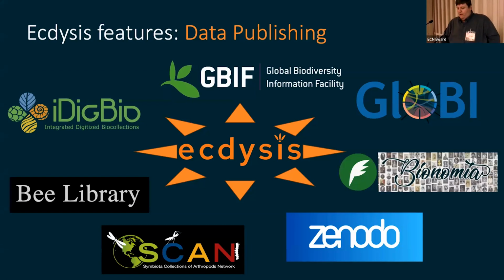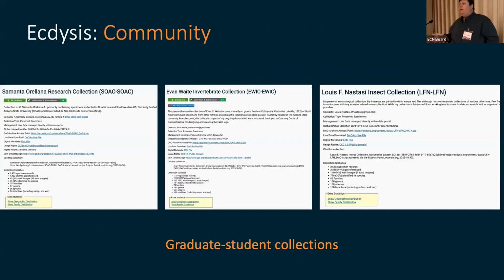But what we want to talk about last is really about the community that is starting to build within this portal. So we have a lot of institutional collections, and the portal is there to support institutions. But what we're really happy with is that we're seeing other types of collections joining as well. So these are examples of graduate student collections. These students are digitizing their material, getting it online and published early in their career, and they're able to utilize these tools for their research.